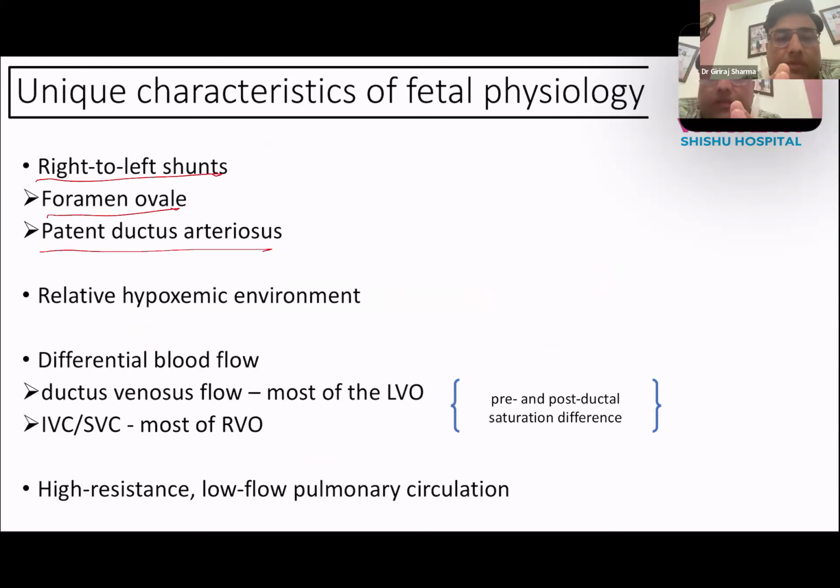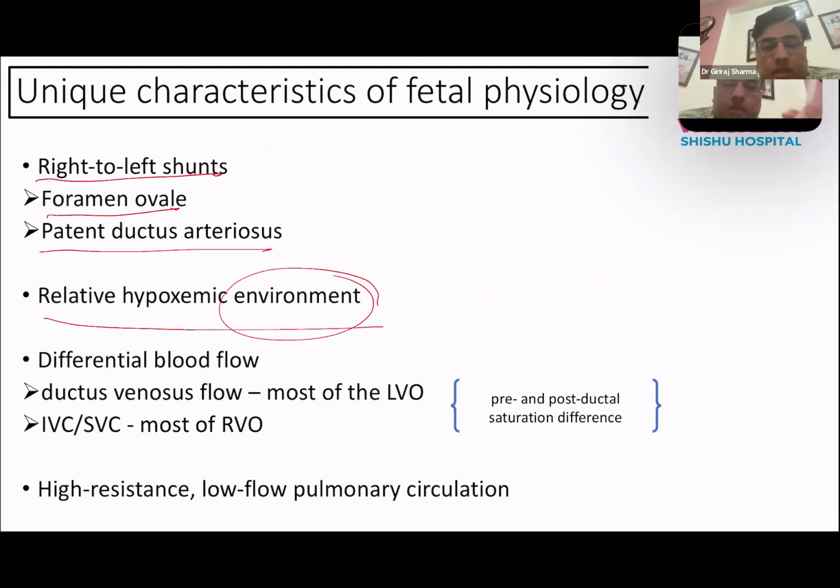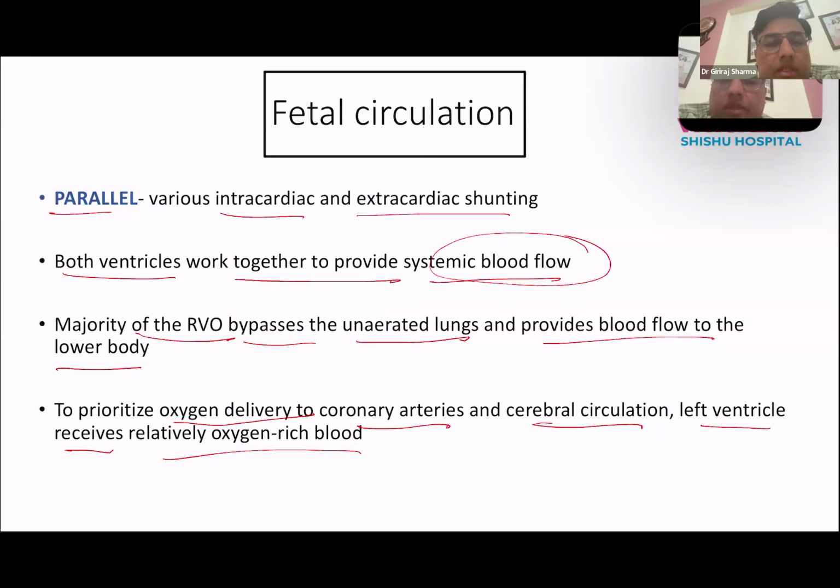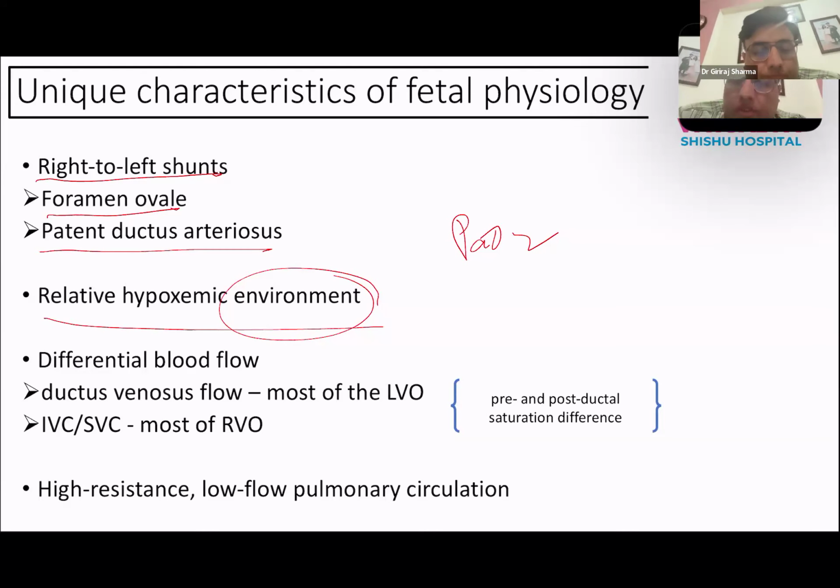So in fetal life, shunt direction is right to left because the right-sided pressures are high. Fetal life is a relatively hypoxemic environment. PaO2 is very low in fetal life. You can see everywhere PaO2 is around 25, 30, or 40, up to this only. And pulmonary circulation is a high resistance, low flow circulation because the lungs are collapsed and filled with fluid.